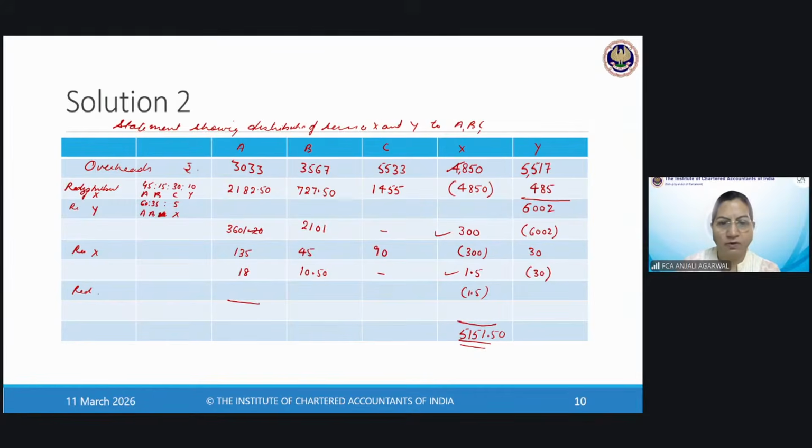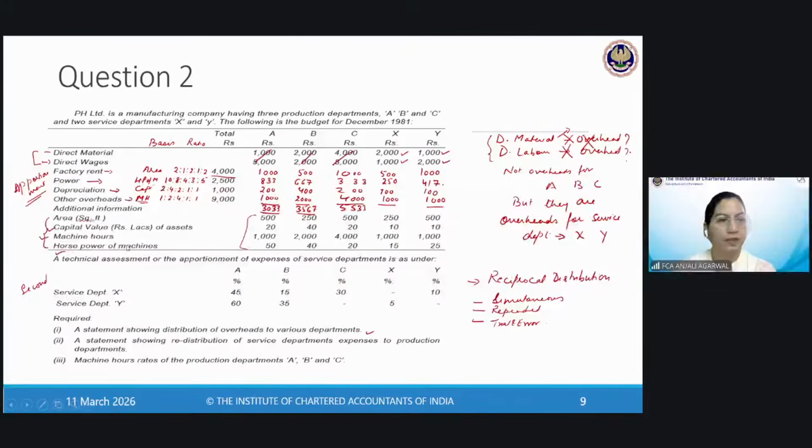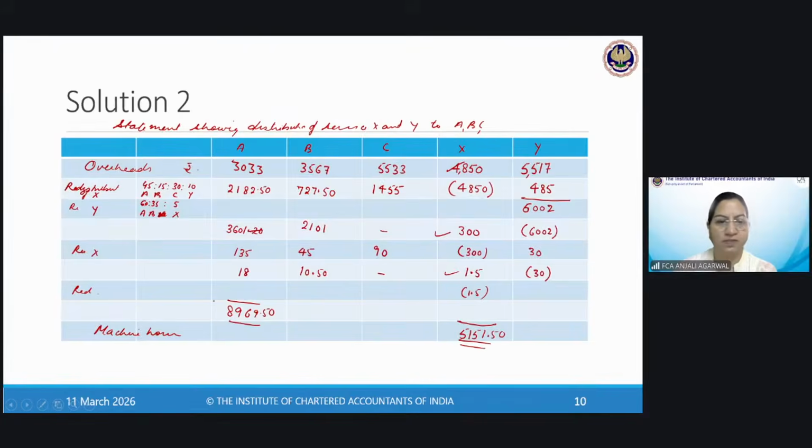Now, if you take the total of A, this is 3033 plus 2182.5 plus 3601 plus 135 plus 18. So you get a total of 8,969.50. And you are also asked to calculate the machine hour rate. So how many machine hours have been run amongst A, B, C? Here it is 1,000, 2,000, and 4,000.